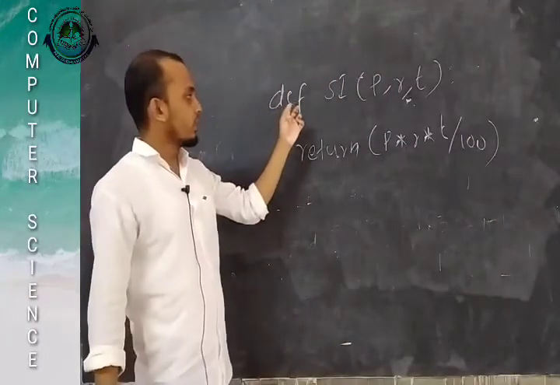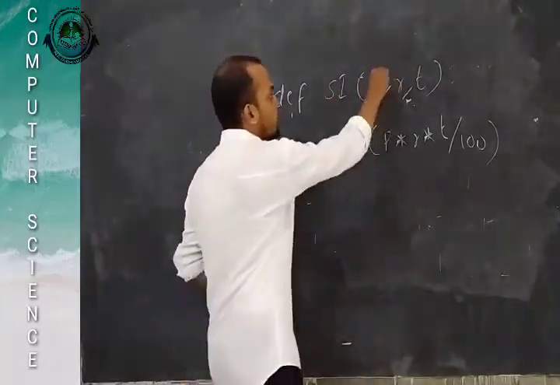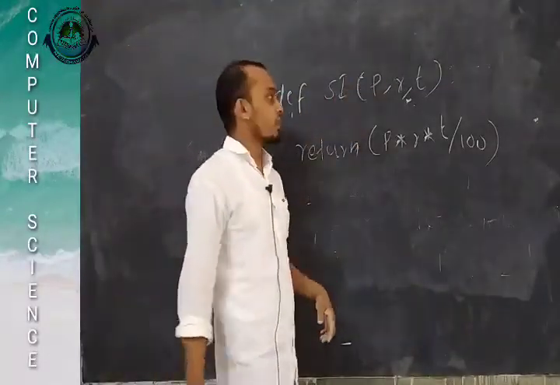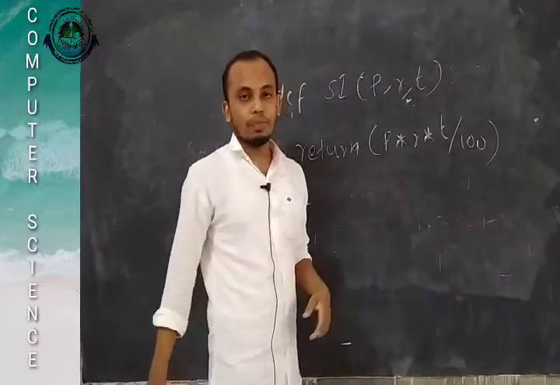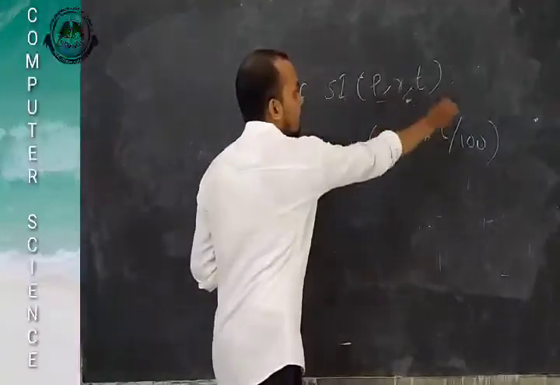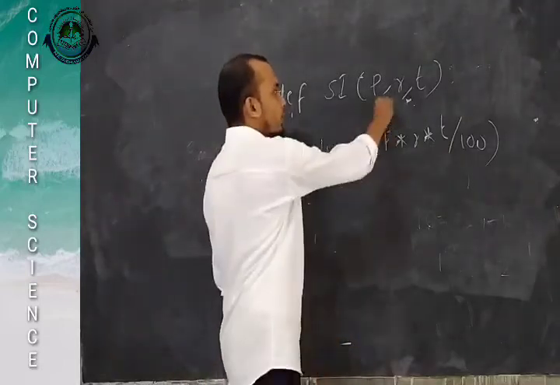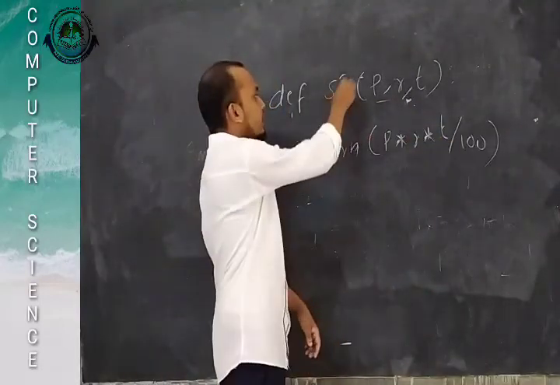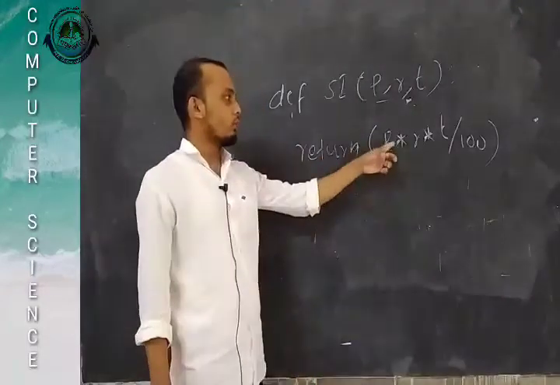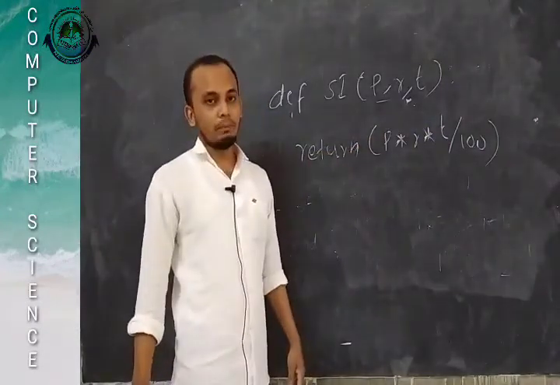Did you see this one? This def simple interest P, R, T, these are the parameters, values passed to this function. Okay, principal amount, rate of interest, time, all these three values are called parameters. Okay, this is a function definition. This is returning its value, P into R into T. After its calculation it will return its result.